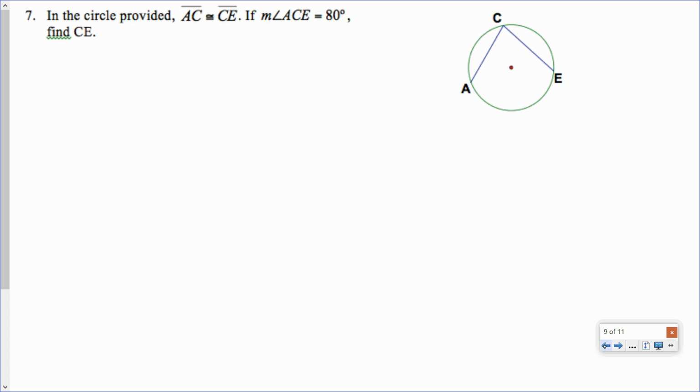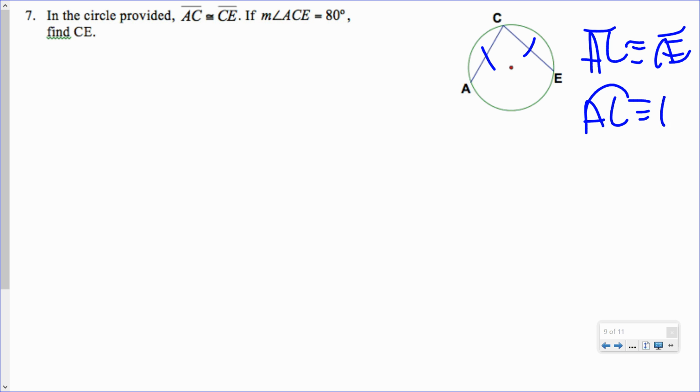In the circle provided, AC is congruent to CE. So if chord AC is congruent to chord CE, then I know that arc AC is congruent to arc CE. It's telling me that angle ACE is 80. Well, angle ACE is an inscribed angle, and I know that an inscribed angle is half of the intercepted arc. So if the inscribed angle is 80, then the intercepted arc is 160. It's asking for arc CE.